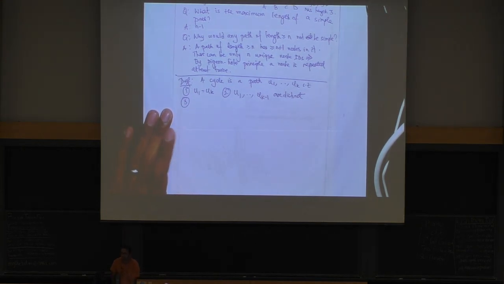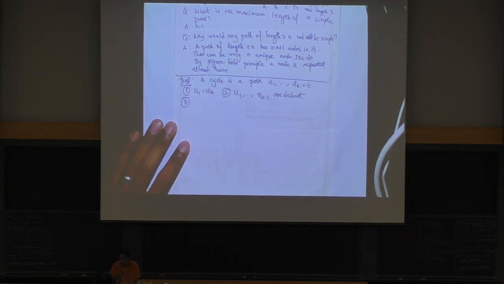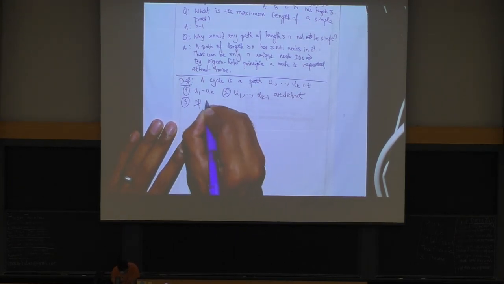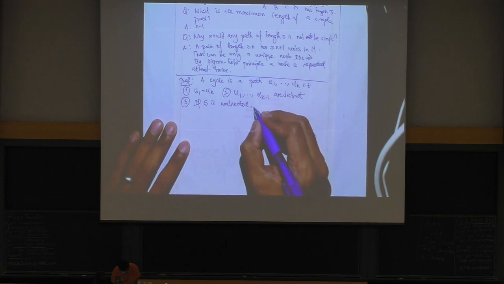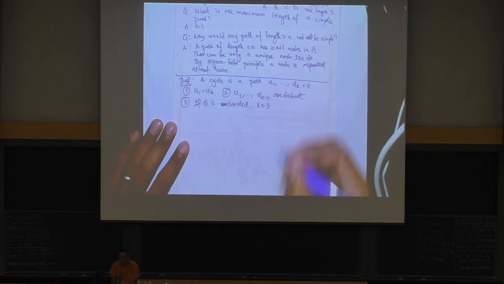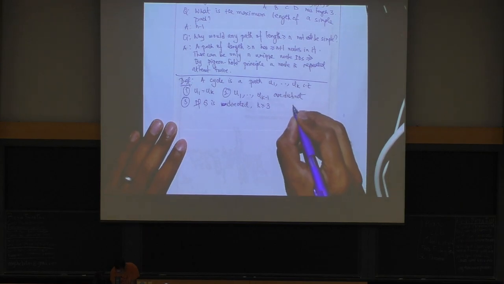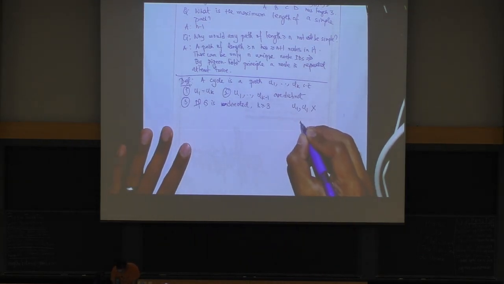And the third one you won't find in the book. It's a corner case that was pointed out to me by one of the students many years back, so I'll make a point to present it. You need certain conditions on how large k can be. So this is not defined for, say, k equal to 1 or 2. If G is directed, then you need k to be at least 3. So U1, U1 is not a cycle.